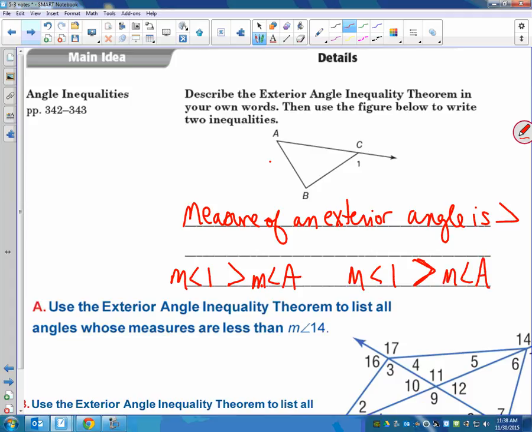So your book uses corresponding interior angles. I would say the measure of an exterior angle is bigger than the two non-adjacent interior angles, right? Like not the one right next to it, but the two non-adjacent, or you could use the words they use. So I'm going to write it in my own words. The measure of an exterior angle is greater than either non-adjacent.